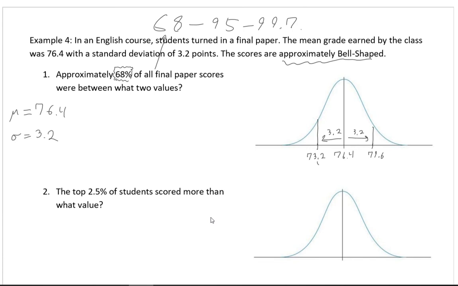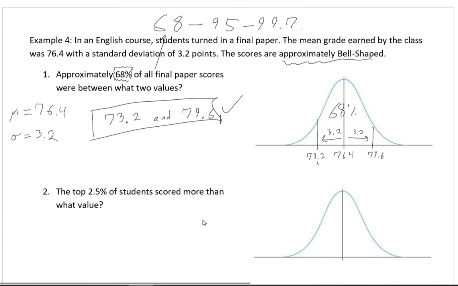Via the empirical rule, this should represent 68% of the data. So my answers are 73.2 and 79.6. So those are the two values I'm looking for. In this case, we're not looking for a percentage, we're looking for the two values that separate out that percentage. So just using the empirical rule in reverse.